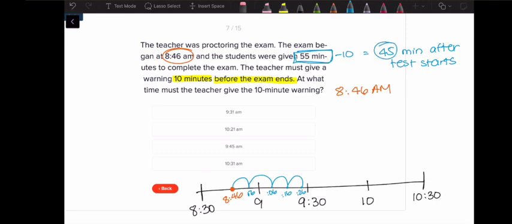Now that's equivalent to 40 minutes, but we're doing a total of 45 minutes, so we're going to do just a small jump of 5 more minutes. 26 plus 5 would land me at 31. So the warning is going to come in at 9:31 a.m., which is 45 minutes after the starting time of 8:46.